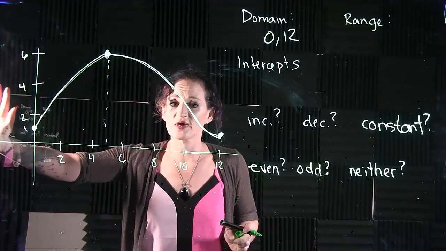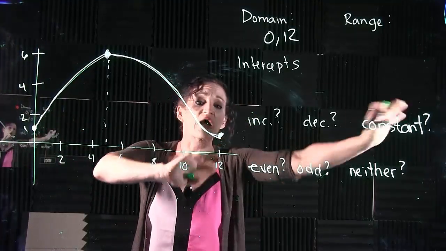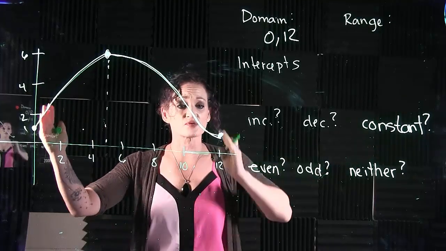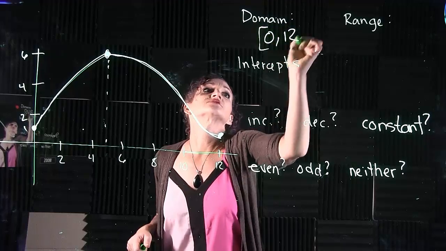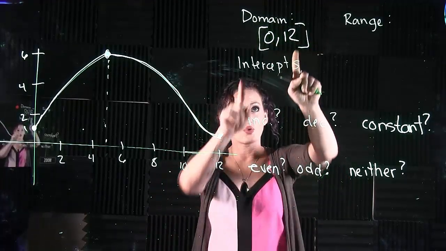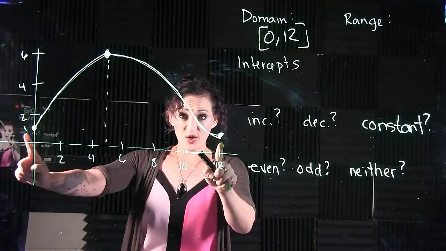There is no graph over here in the negative space. There is no graph further past 12. That is it. From 0 to 12, that's our parameters when we're looking horizontally. So 0 to 12 in proper interval notation with our brackets, since we do have solid points at either end here.